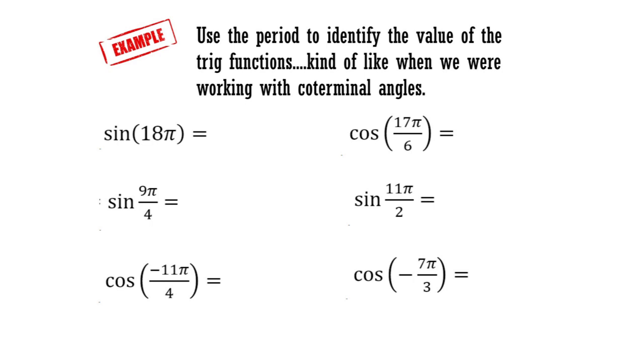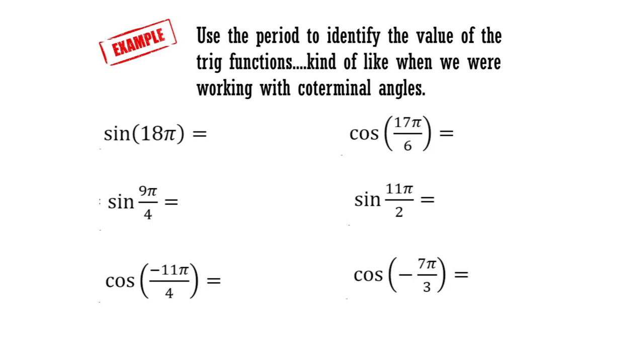So if you look at some of these, it's kind of like when we did coterminal angles. You still just have to figure out where it lands on the unit circle. And then that sine and cosine value will stay the same. So let's look at this first one, the sine of 18 pi. And that's actually kind of nice because it's not even a fraction.